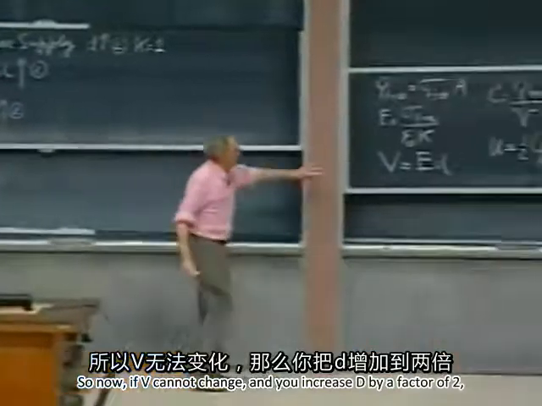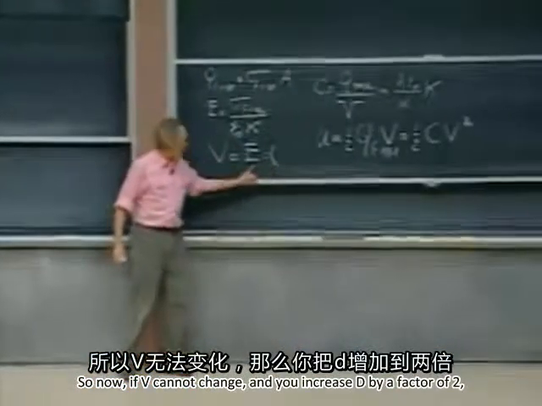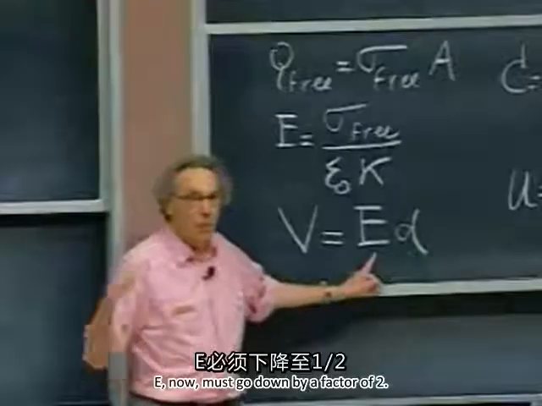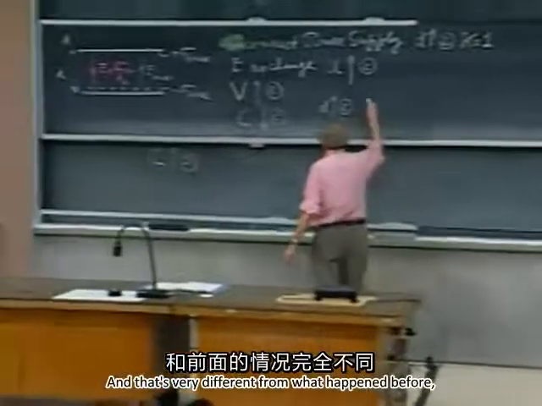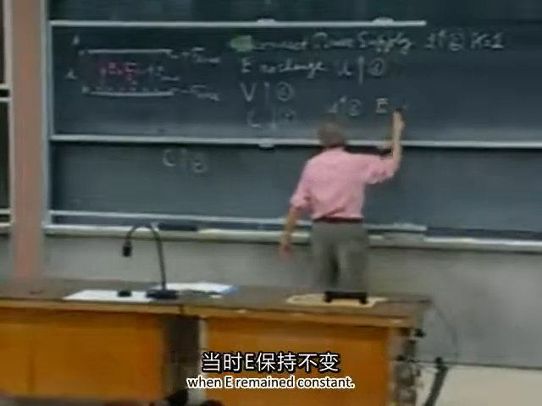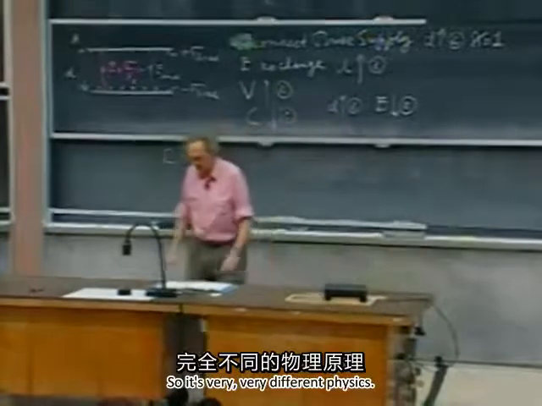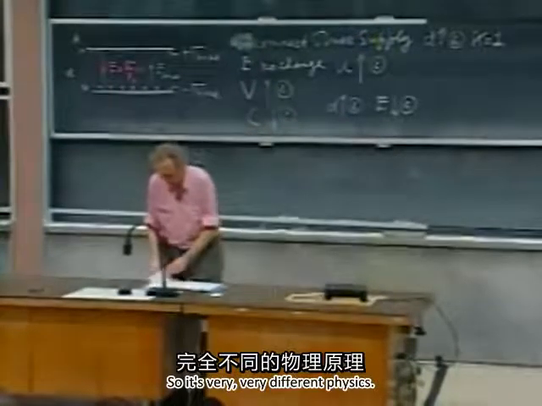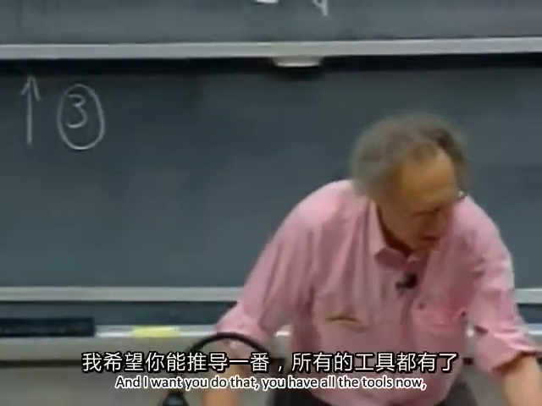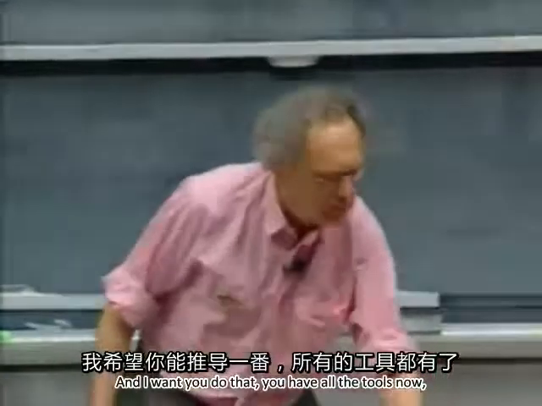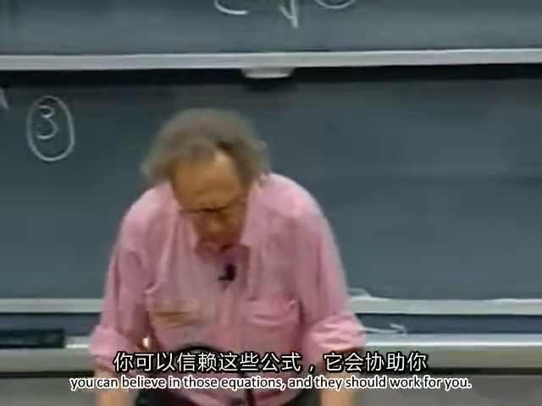So now, if V cannot change, and you increase D by a factor of 2, E now must go down by a factor of 2. And that's very different from what happened before, when E remained constant. So it's very, very different physics. Well, the physics is the same, but the results are very different. And I want you to do that. You have all the tools now. You can believe in those equations, and they should work for you.